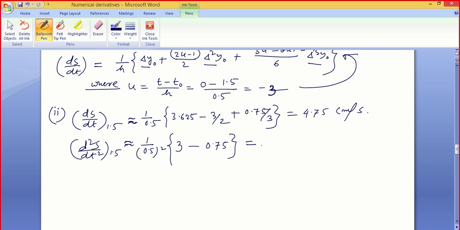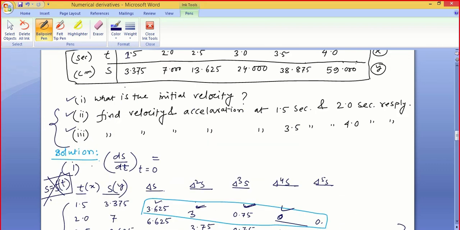So 9. What will be the unit? Centimeter per second, second square. Yes, so this partial sum question you have cleared: velocity and acceleration at 1.5.